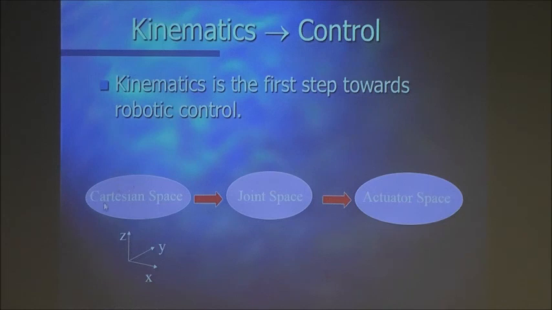Because kinematics allows you to do Cartesian space. Then you have joint space, actuated space. This is the motor on your joint. This is controlling the joint, in this case, angular rotation. Then you go to the Cartesian space.